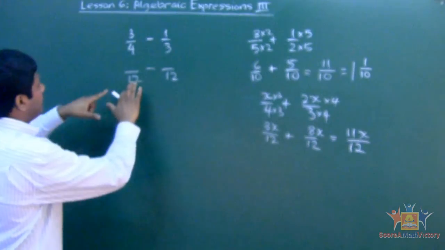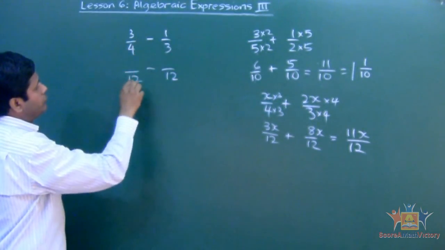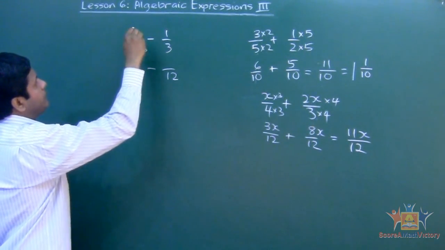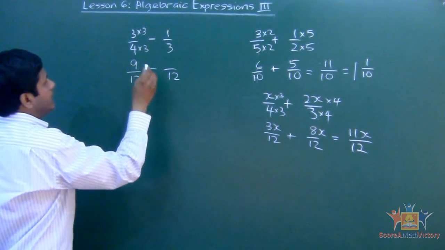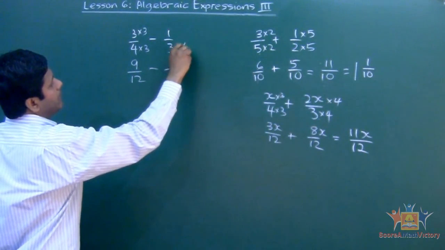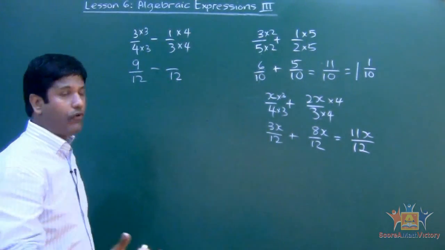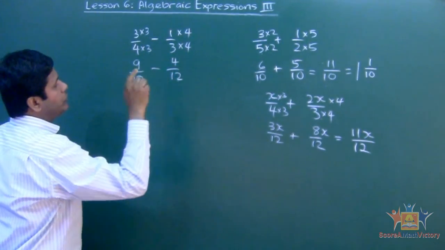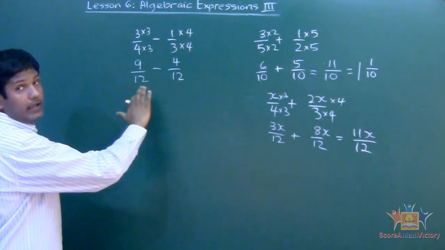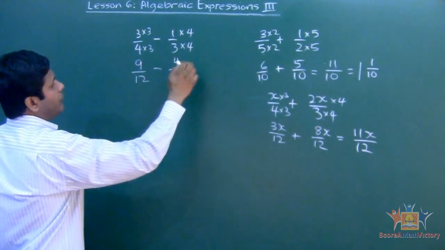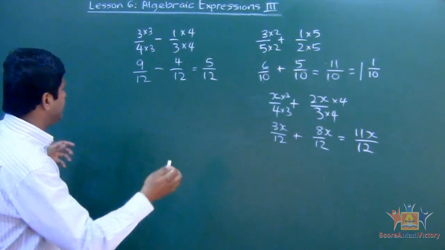So now I put 12 and 12, because 12 can be divided by 4 and 12 can be divided by 3. How do I go from 4 to 12? I multiply by 3. If I multiply this by 3, I also multiply that by 3. So 3 times 3 is 9. Now how do I go from 3 to 12? I multiply that by 4. If I multiply the denominator by 4, I also multiply the numerator by 4, so that makes it 4 over 12. Can I subtract now? Yes, definitely, because both have the common denominator. So 9 minus 4 is 5, so 5 over 12.